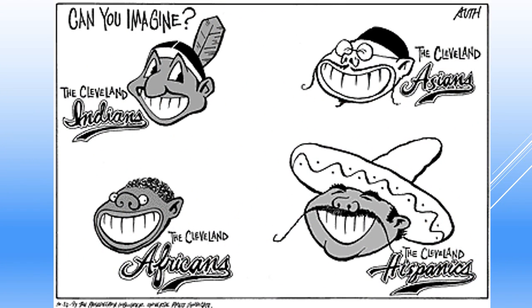I should also hasten to mention that arguments from analogy are very important for moral thinking. Here's a little cartoon illustrating, or perhaps suggesting, an argument that the mascot, the Cleveland Indians, is probably not ethically appropriate. By analogy, would you use a different ethnic group to be the mascot of the Cleveland team?